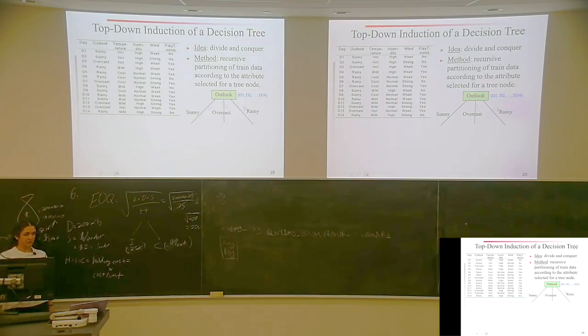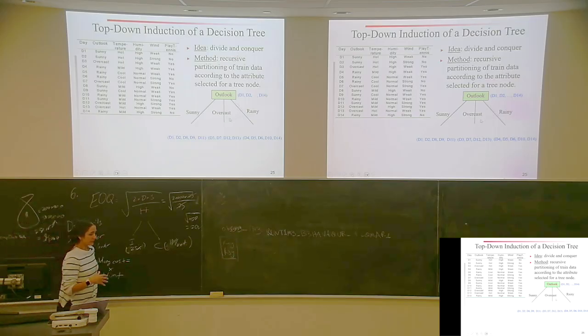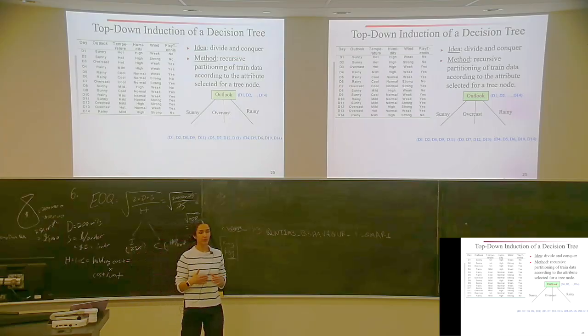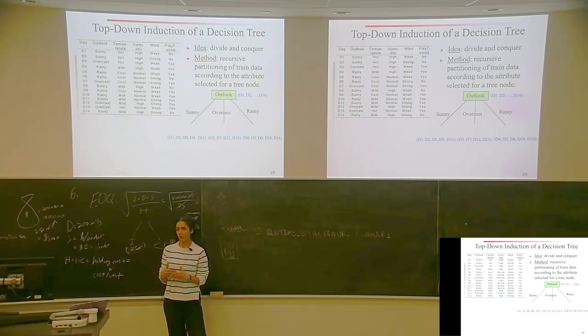Outlook: sunny, overcast, rainy. Out of those 14 instances of weather data, 5 of them go into outlook sunny: day 1, day 2, day 8, day 9, and day 11. So these are for outlook sunny. And then 4 instances go into outlook overcast, and 5 go into outlook rainy. Now we want to see, after this step, whether we reach a leaf or we need to further split based on other attributes.